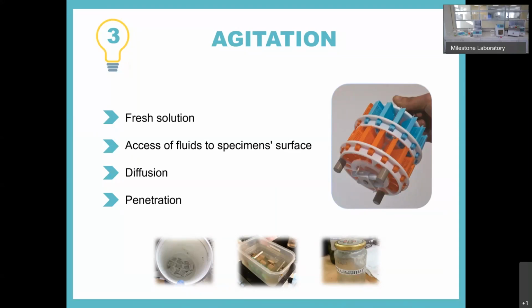Therefore, it is extremely important not to carry out a static decalcification, as we are often used to do in a jar with the bones deposited on the bottom, as you can see in these pictures. On the contrary, the presence of a stirrer increases the exchange of fluid on the surface of the sample, enhancing diffusion and penetration. We will see later together in the practical demo that our Milestone units have built-in agitation in the rack or inside the cavity of the unit to ensure that the reagent is always fresh on the sample surface and at a homogeneous temperature.